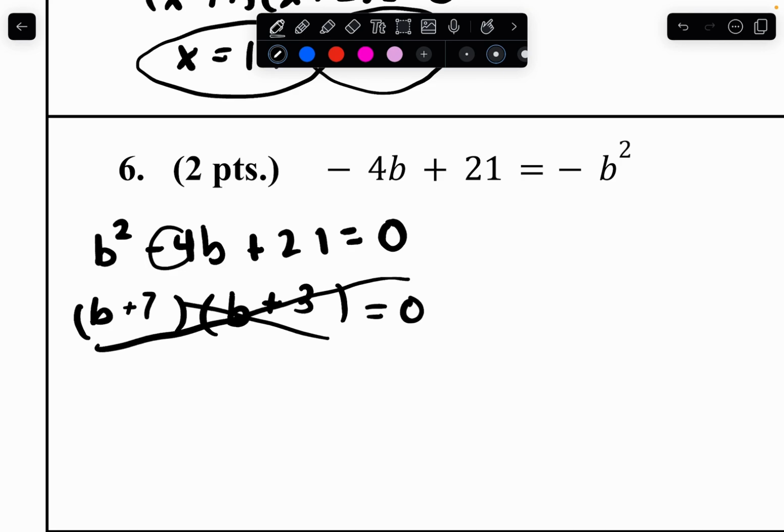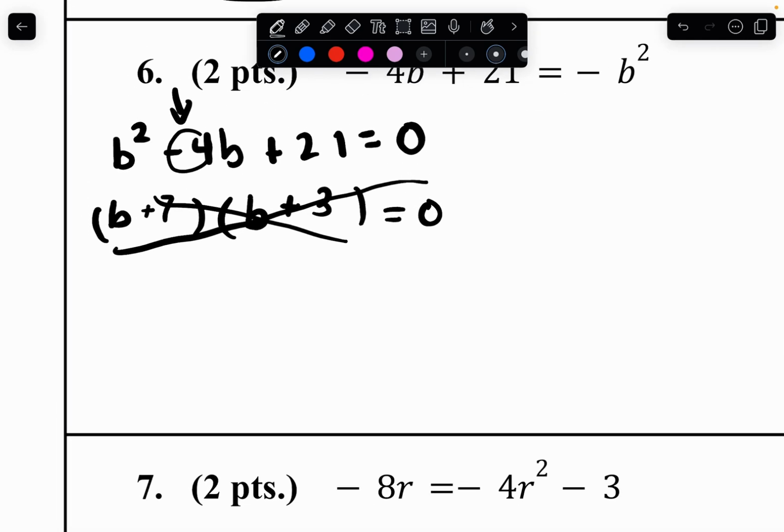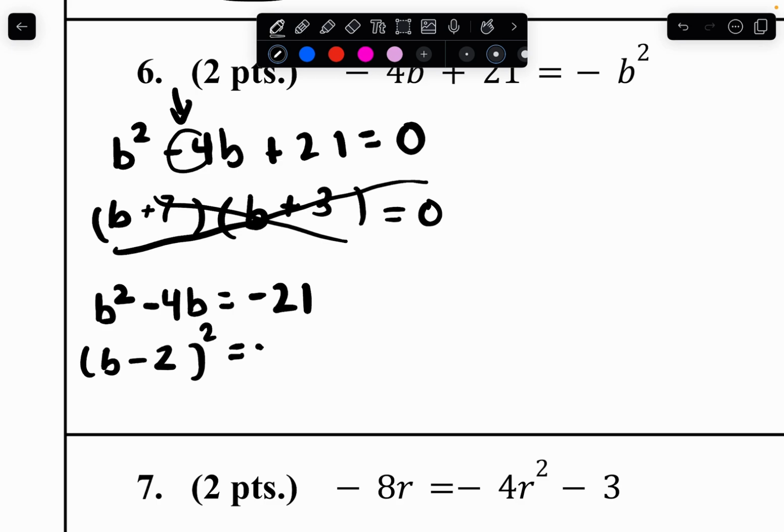Okay, so now that factoring didn't work, that's when I would actually try and complete the square. And we're actually in luck because that middle term is even, so I will not end up with any fractions. So let's see, if I'm completing the square, I will do b squared minus 4b is equal to negative 21. And hopefully you understand by now that by completing the square, I'm creating a perfect square trinomial on the left side, and then I'm factoring it. So minus 2 goes here, and then negative 21 plus 4 would go here.